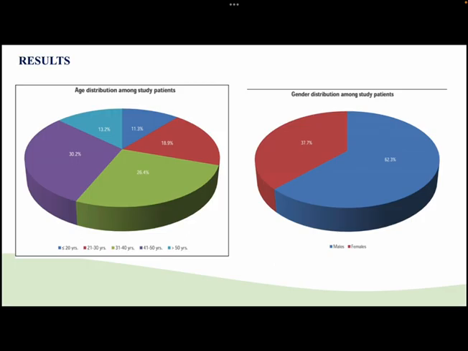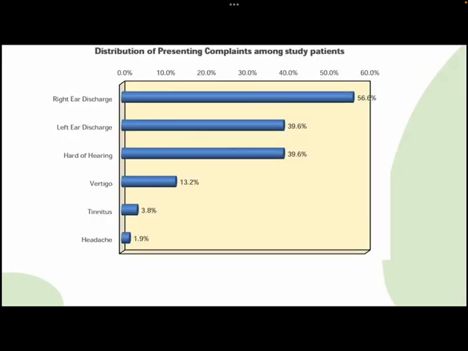Results: age distribution among study patients. The majority of the patients belonged to the age group of 41 to 50 years, 30.2%, followed by 31 to 40 years, 26.4%. Gender distribution among study patients. The majority of the patients were male, 62.3%, followed by females, 37.7%. Distribution of presenting complaint among the study patients. Right ear discharge was the most common symptom, seen in 56.6%, followed by left ear discharge 39.6%, hard of hearing 39.6%, vertigo 13.2%, tinnitus 3.8%, and headache 1.9%.